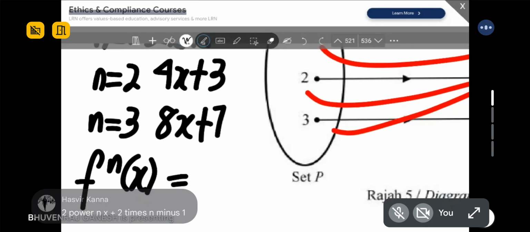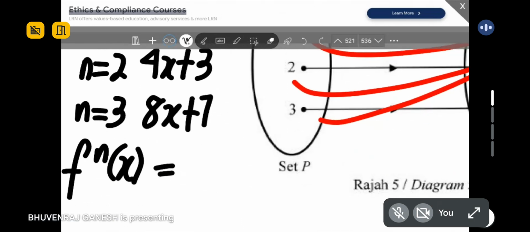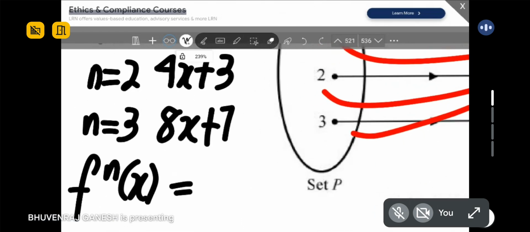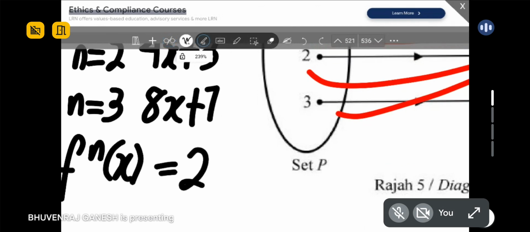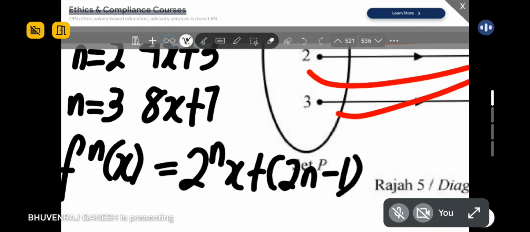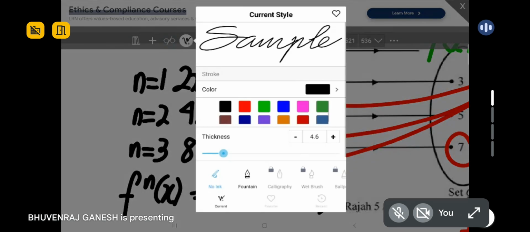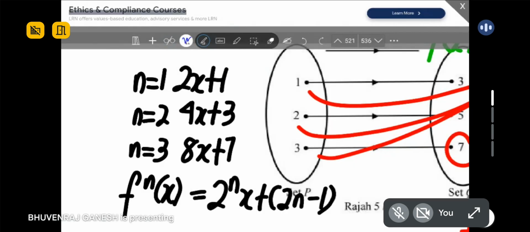All give up? Okay, got answer already. Wow, so complex. 2 times n. Yes, very good. That is the answer. Correct. Yes, the answer is 2 power n x plus 2n minus 1. Very good. Understand, guys? Jelas? Anyone here still blur? Why the answer is so complex like that?